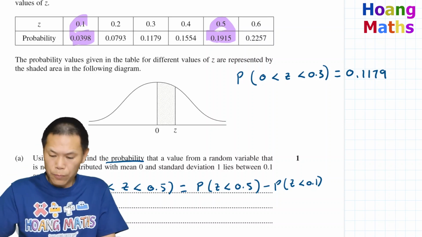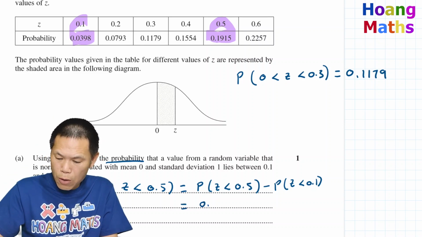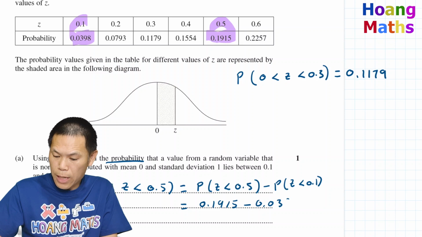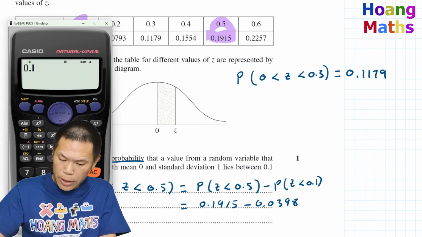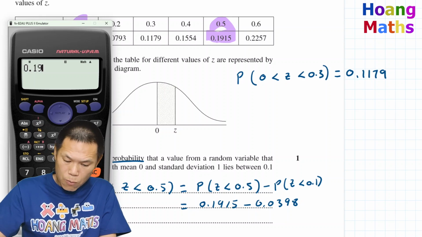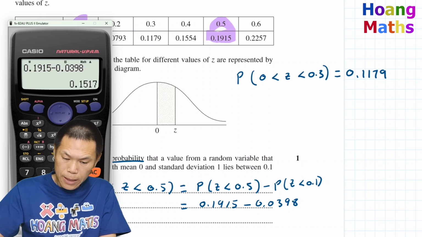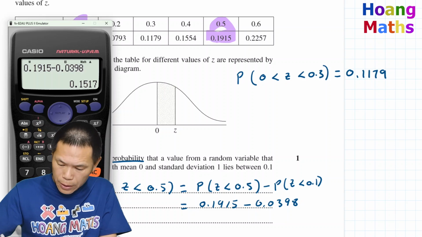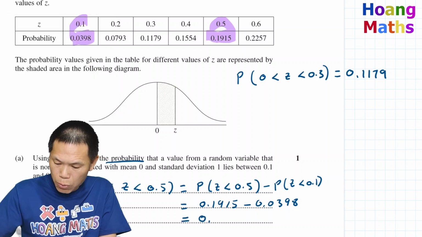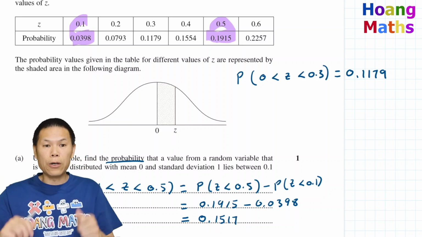So we just go 0.1915 minus 0.0398. That is 0.1915 minus 0.0398. So there you go, 0.1517. 0.1517. There you go.